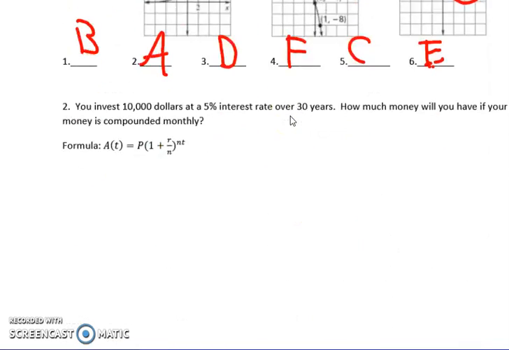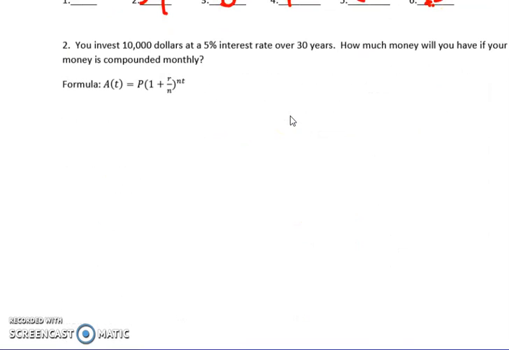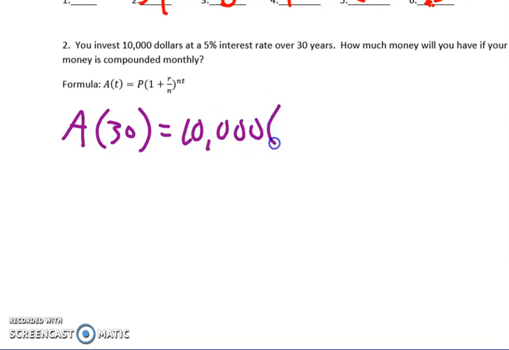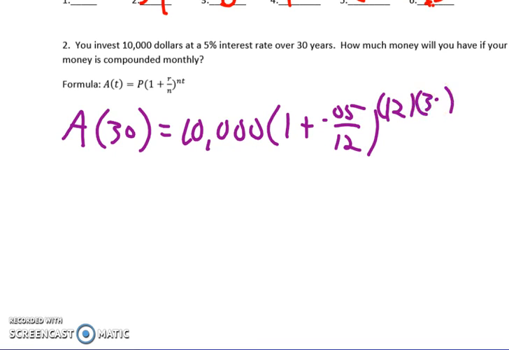How about the next one? What'd you get? Anyone remember their answer for question number 2? 44,000. So you're telling me that after 30 years, if you only invest $10,000 at a very reasonable rate of 5%, you could have that much money. Yes, right. That's how compound interest works.